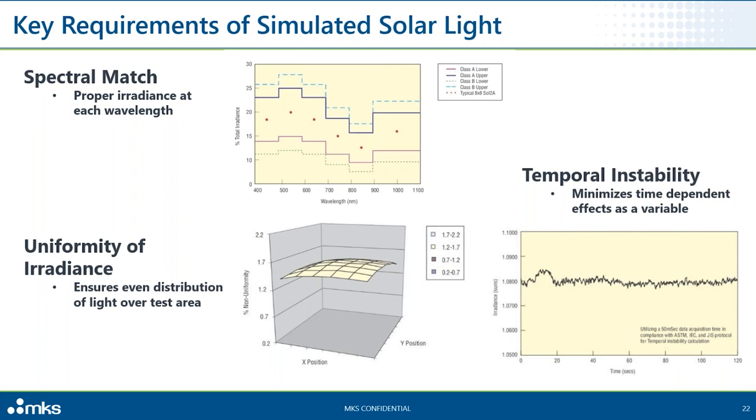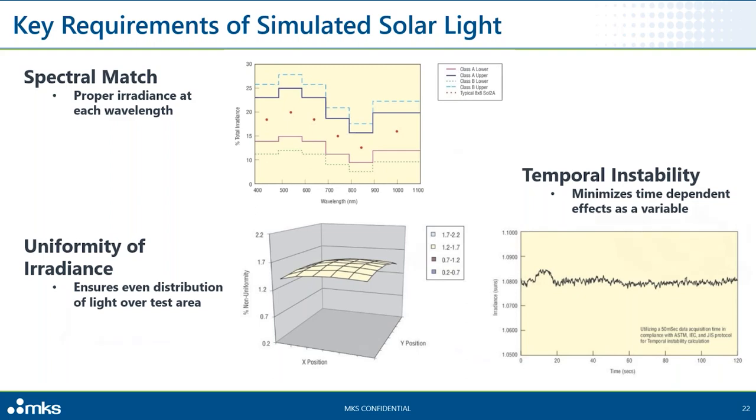Number two is uniformity of irradiance, which ensures there is an even distribution of light over your full test area, whether it be 2 inches up to 12 by 12 inches or greater, so you're hitting a uniform level of intensity throughout the whole active area of your cell. And then finally, temporal instability. This ensures that time-dependent effects are minimized as a variable during your device under test.